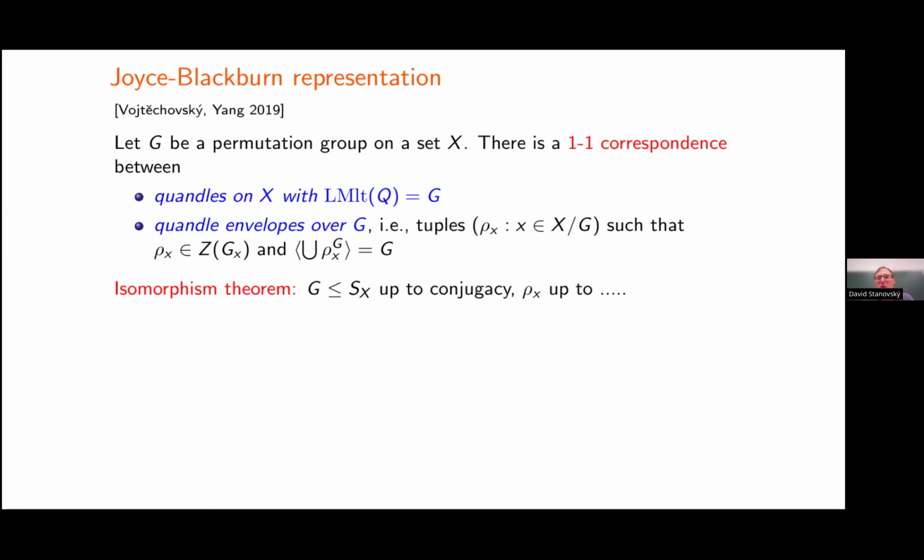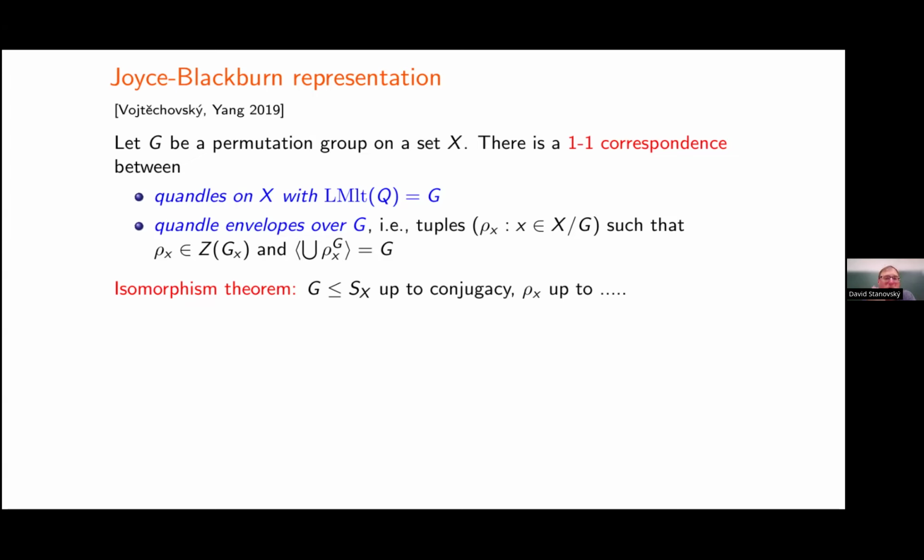So on one side you have quandles, on the other side you have certain tuples of elements of the group, and there's a one-one correspondence. Also, this correspondence has a relatively tame isomorphism theorem. So we can tell when two quandles are isomorphic in terms of quandle envelopes. Two quandles on a given set with a given multiplication group are isomorphic if and only if the tuples that these quandle envelopes satisfy a certain condition, which is maybe too complicated to explain, but simple enough to use.